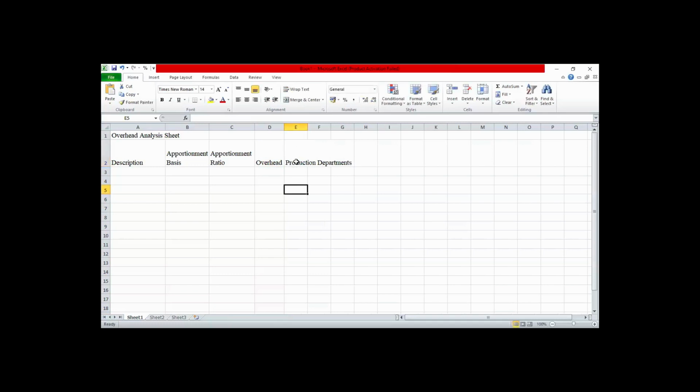How many production departments are we given? 2. The next one, service department. How many service departments do we have? 2, sir.